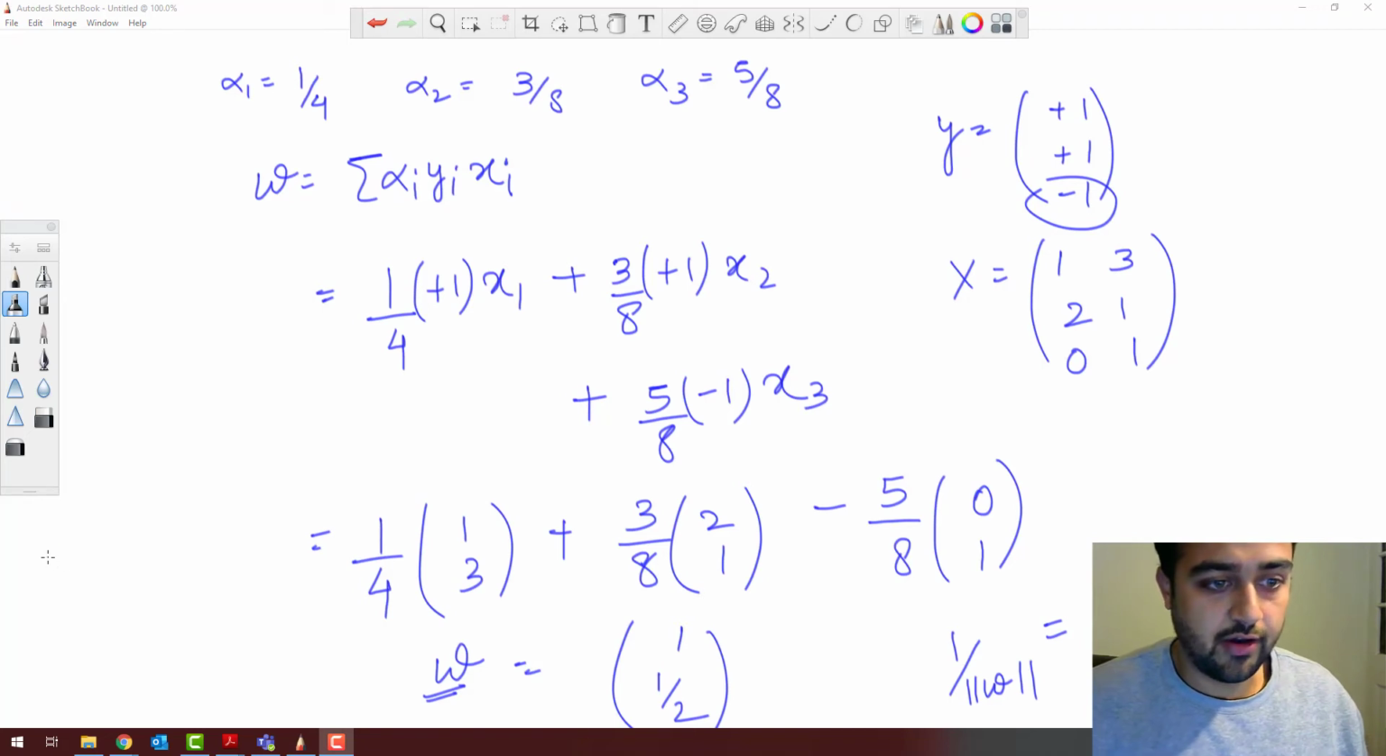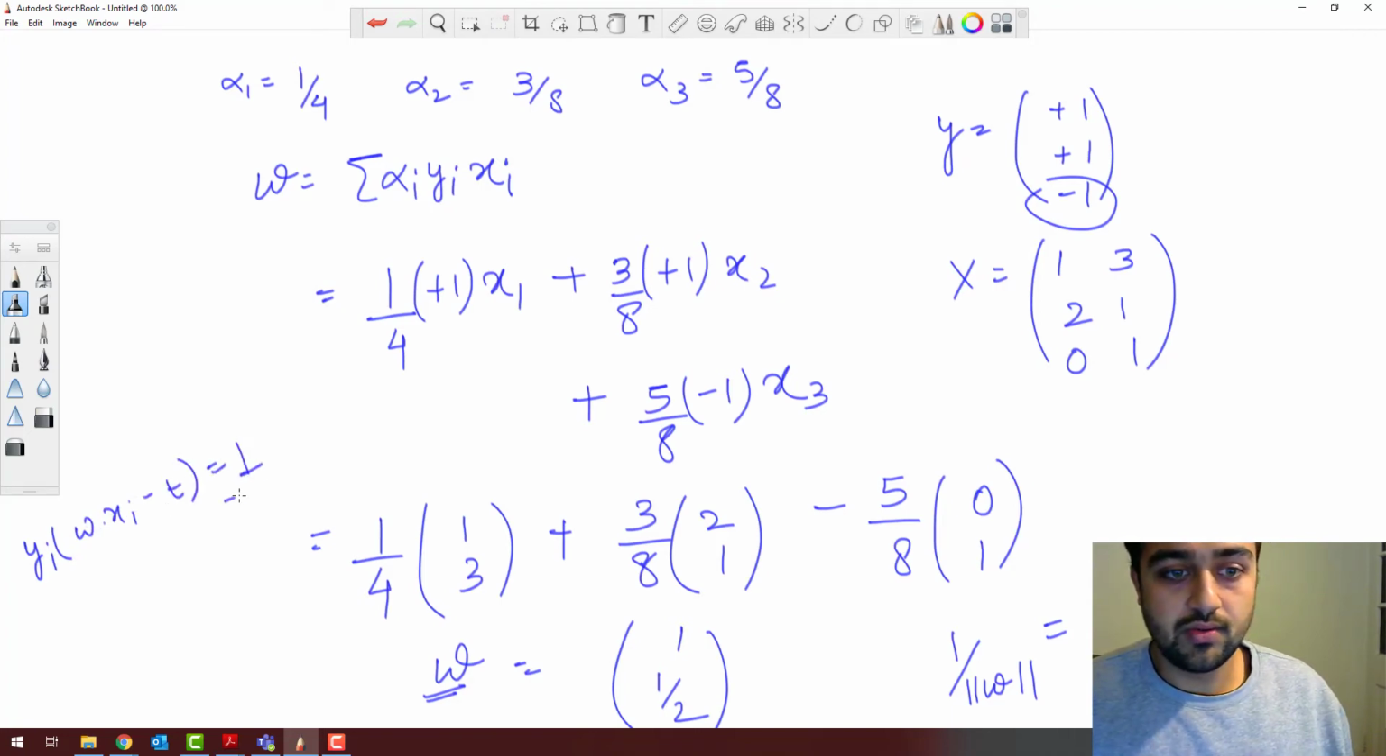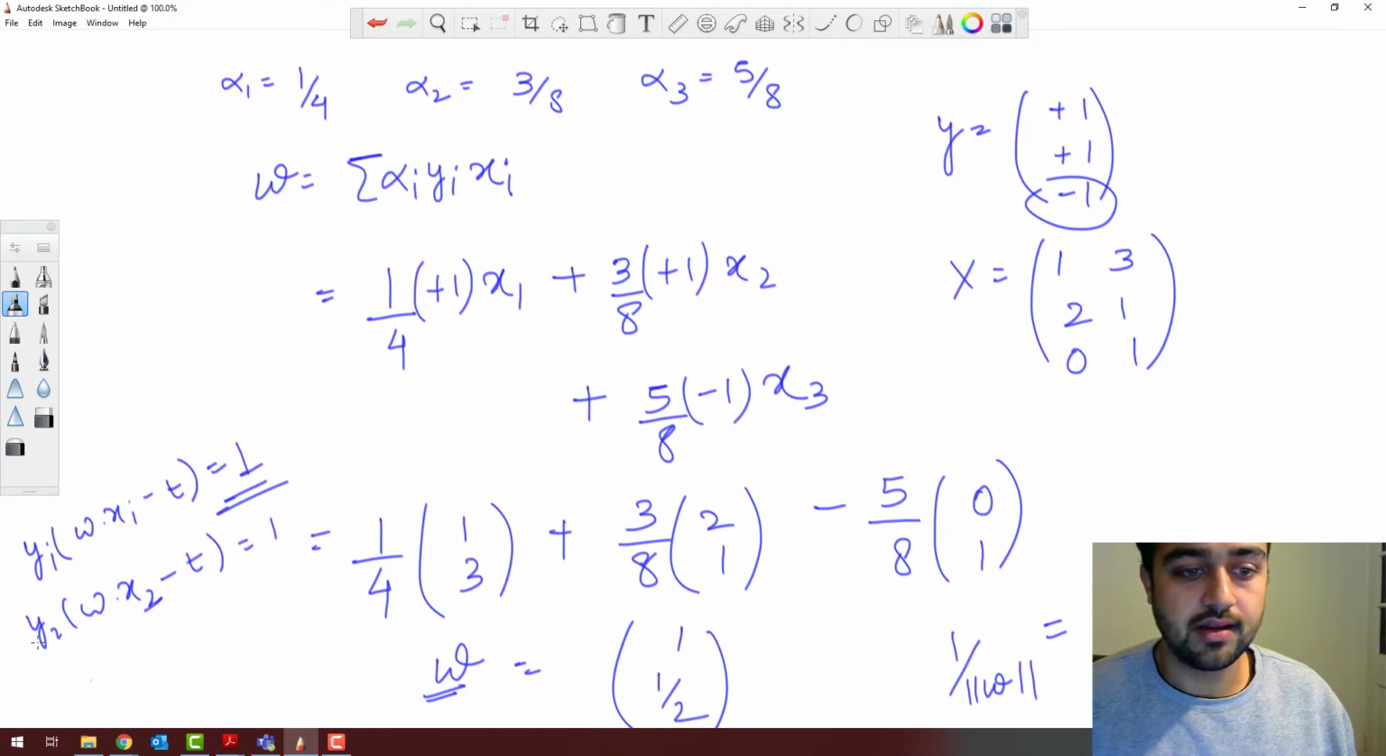Similarly, you can find the value of t. How can you find the value of t? You can replace any of these values of w, y and x in order to find t, because the original equation was subjected to yi (w dot xi minus t) equals 1, right? Now our yi, let's take y2: y2 (w dot x2 minus t) is equal to 1, right?